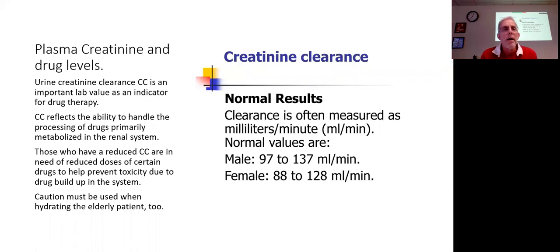But this is why it's important when it comes to drugs and medications. There's a greater chance for them to become toxic in older individuals. And so drug doses have to be reduced. In most cases, that's what we see.